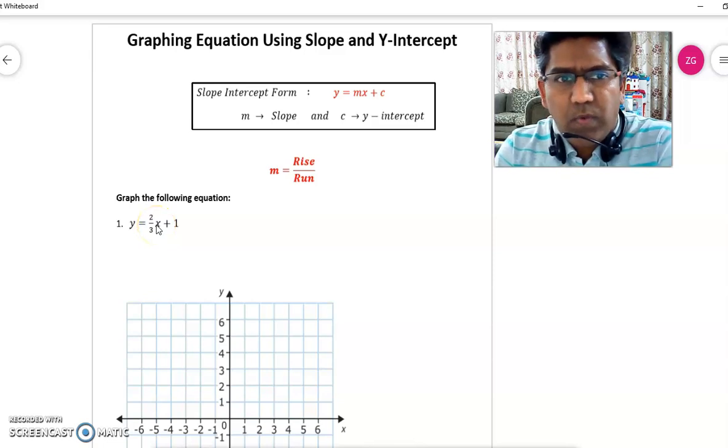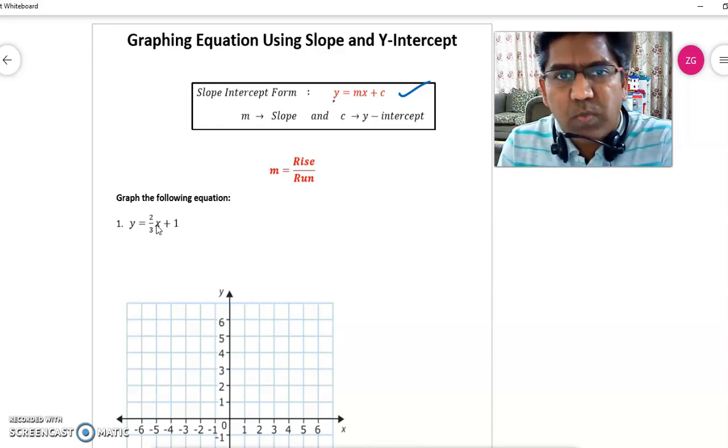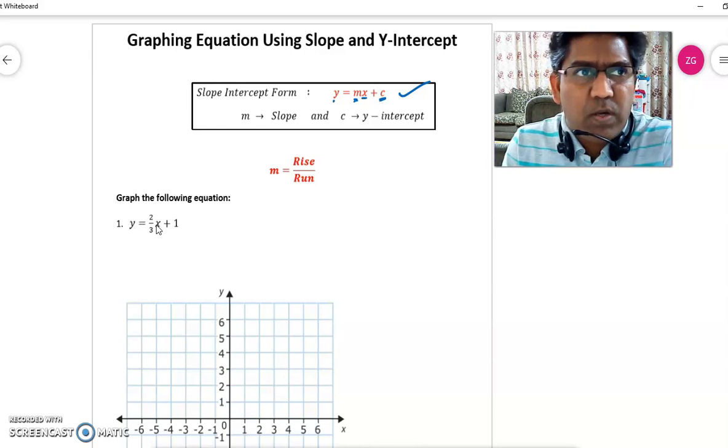In this session, we'll be learning how to graph using slope and y-intercept. Now, we know the slope-intercept form is y equal to mx plus c. Whenever y is alone, we say that the equation is in slope-intercept form. The coefficient of x, or the number with x, is my slope or gradient, and the constant alone is the y-intercept. Now, slope we also find by using rise over run.